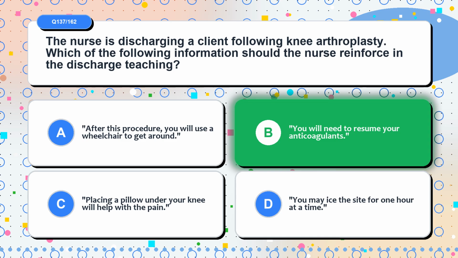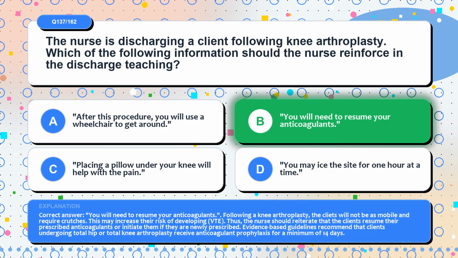The correct answer is option B. You will need to resume your anticoagulants. Following a knee arthroplasty, the clients will not be as mobile and require crutches. This may increase their risk of developing VTE. Thus, the nurse should reiterate that the clients resume their prescribed anticoagulants or initiate them if they are newly prescribed. Evidence-based guidelines recommend that clients undergoing total hip or total knee arthroplasty receive anticoagulant prophylaxis for a minimum of 14 days.